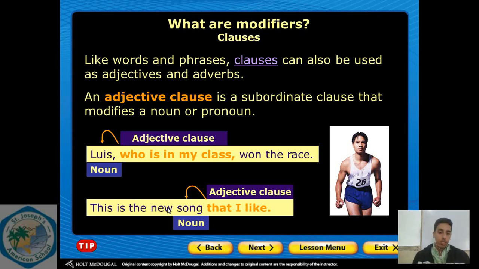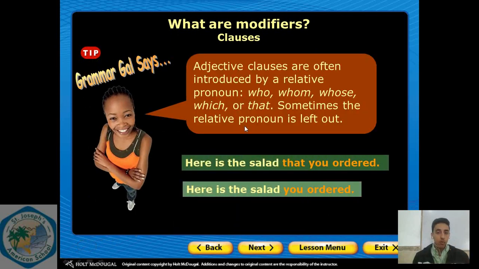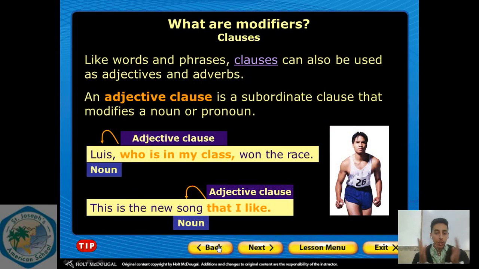And by the way, a very quick tip: adjective clauses start all the time with relative pronouns. Who can remind me of the relative pronouns? You can see them here: who, whom, whose, which, that. Here is the salad. Which salad? That you ordered. Sometimes you actually don't need to write that. Here is the salad you ordered. It's not wrong, it's not a run-on, it's a grammatically correct sentence. So again, the adjective clause starts with a relative pronoun and modifies a noun.